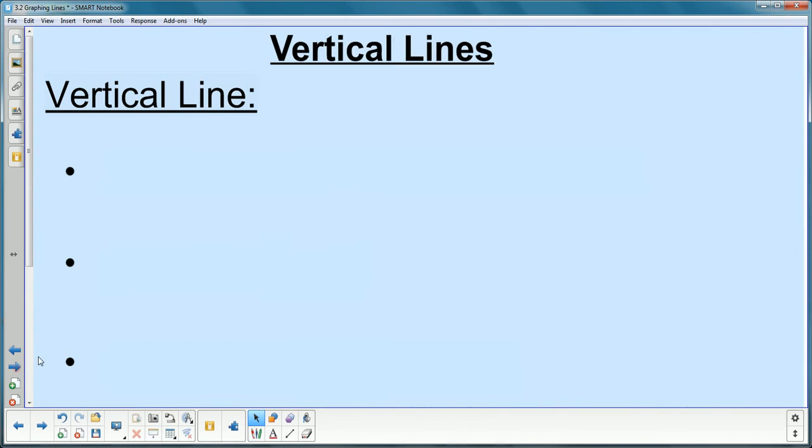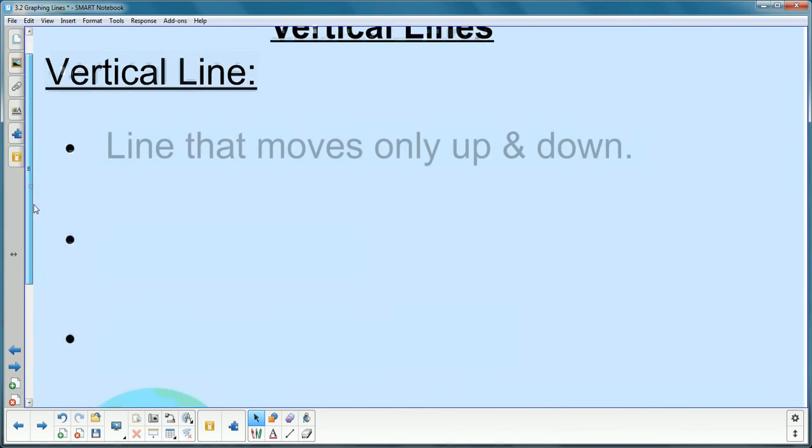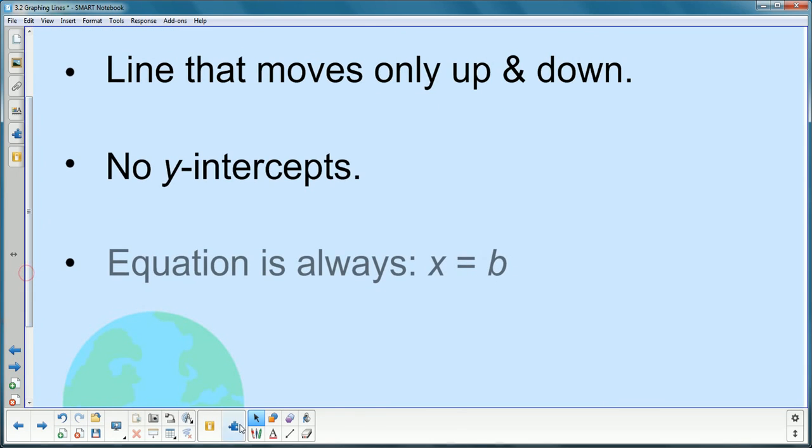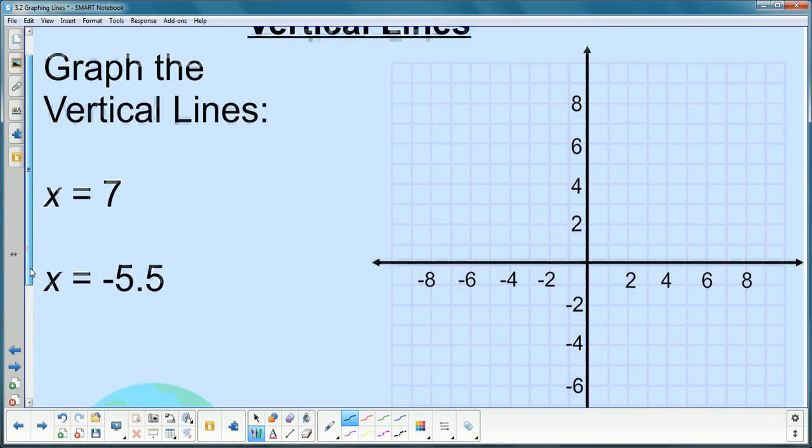The other option then would be vertical lines, which are lines that only move up and down. They're going to have no y-intercepts, and they're always going to be the equation x equals b, which again is just some number. The difference here now is you'll see an x, so we have to go to our x-axis when we graph these instead of our y.